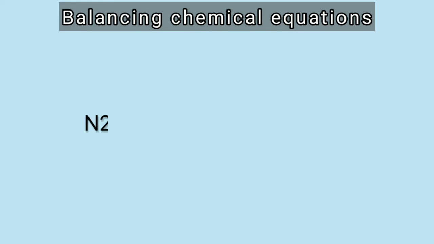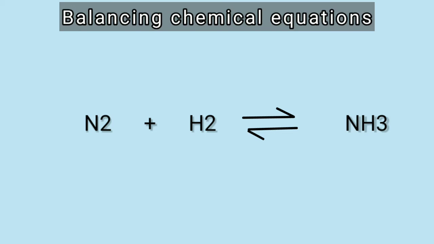Next equation is nitrogen reacts with hydrogen to form ammonia. Here we have one nitrogen atom on the right side, that is the product side, and 2 nitrogen atoms on the reactant side. So to equalize that, we will write 2 as a coefficient for ammonia.